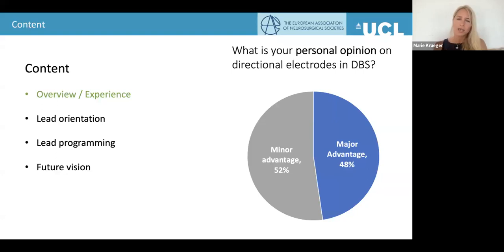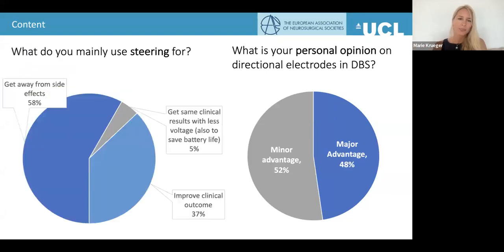So the overall gut feeling really is that they are better than omnidirectional electrodes. And this is another interesting question and answer. Most people are using the directional electrodes to get away from side effects or to improve clinical outcomes. So let's see what the literature tells us about these aspects.